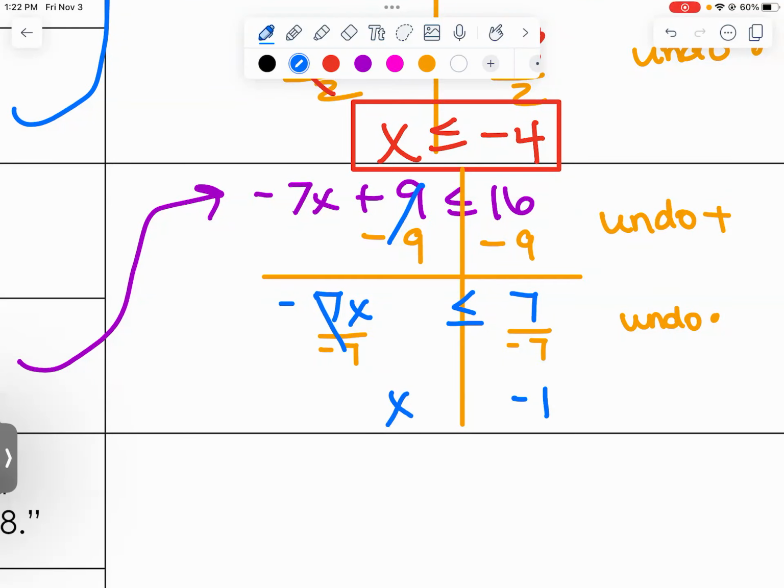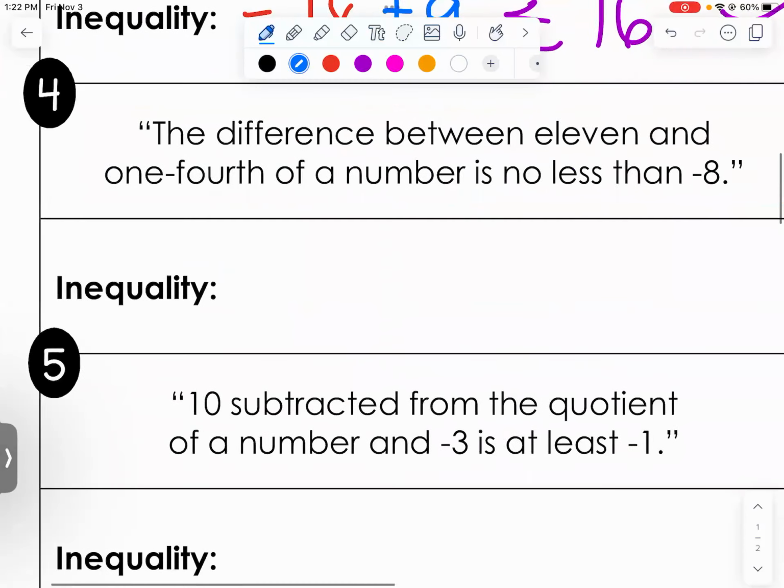And do you agree with Austin and Tatum that we need to take this sign and flip it? Yeah. Okay. Austin, why do we have to flip the sign? Since we are dividing or multiplying by a negative number, we are going to flip our inequality sign. Okay. All right. Let's set number 4 up together.